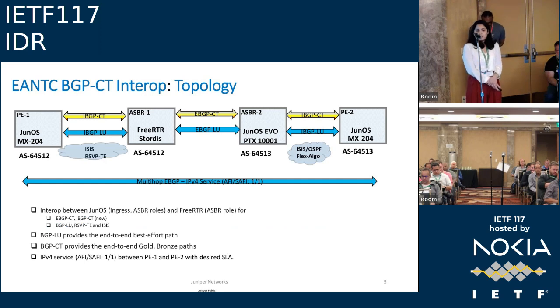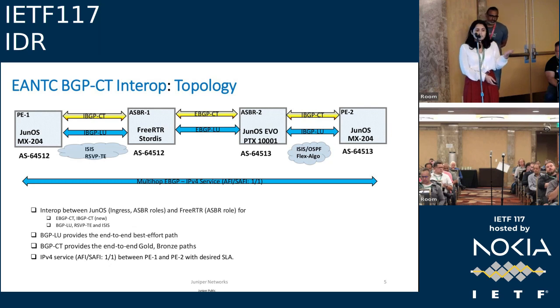So at a high level, this is the IANTEC CT interop. As you can see, we have Juniper routers P1, P2 and ASBR2. So this is an inter-AS option C network. And ASBR1 is the FreeRouter code. So it plays an important role in both the control plane as well as the forwarding plane.